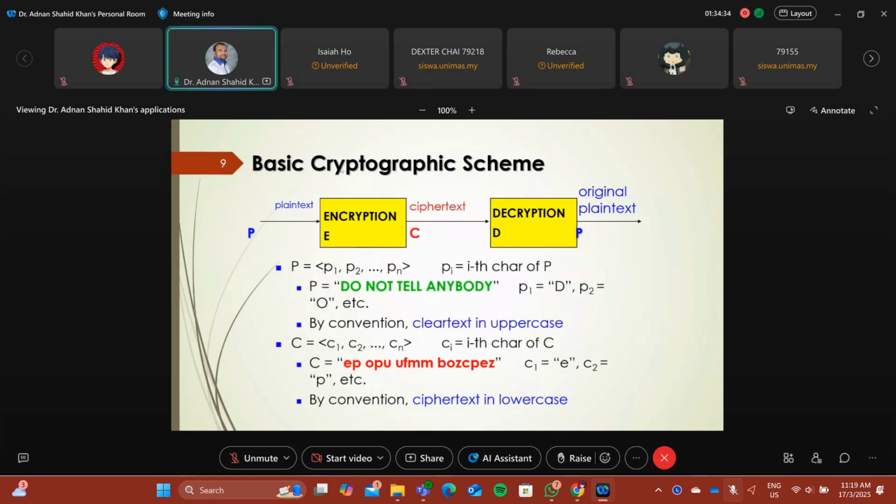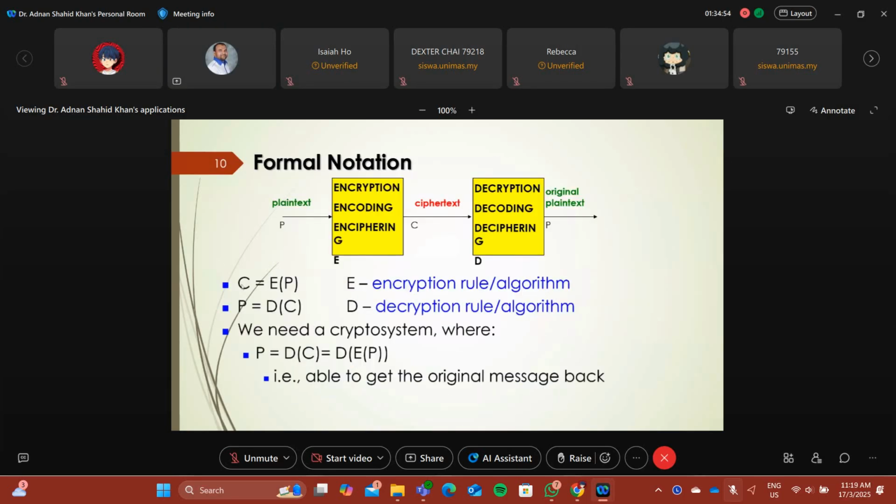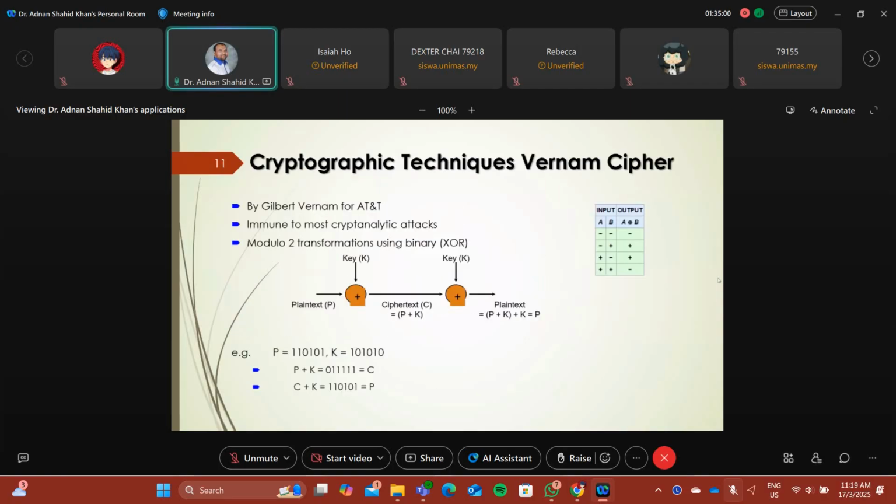Okay, the basic cryptographic scheme, how does it look? We have plain text, the same as in my diagram. Plain text, we do encryption, E, we have ciphertext, we get the C, and then we do decryption, we get the plain text back. So this is how it looks. We have C, encryption for a P, same thing in the diagram.